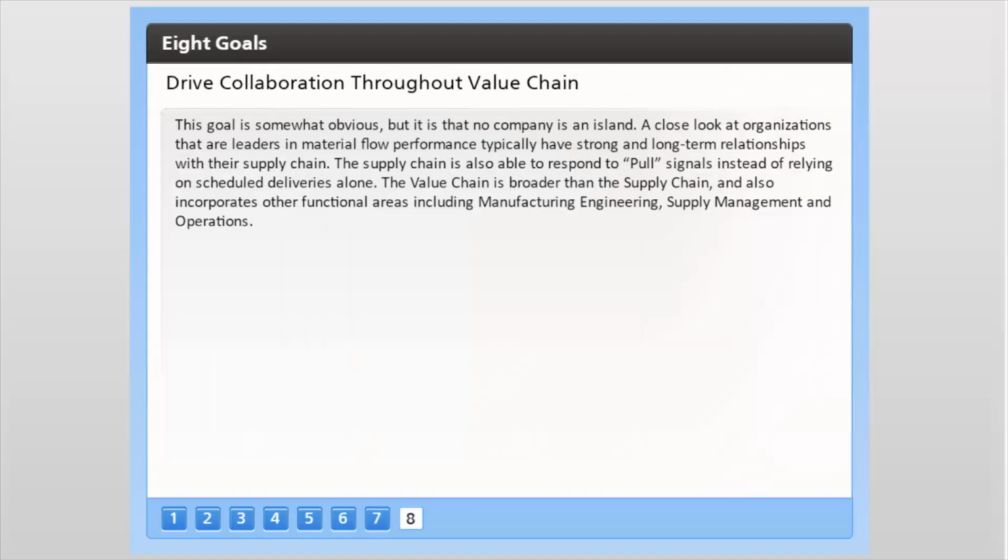Drive collaboration throughout the value chain. This goal is somewhat obvious, but it is that no company is an island. A close look at organizations that are leaders in material flow performance typically have strong and long-term relationships with their supply chain. The supply chain is also able to respond to pull signals instead of relying on scheduled deliveries alone. The value chain is broader than the supply chain and also incorporates other functional areas, including manufacturing engineering, supply management, and operations.